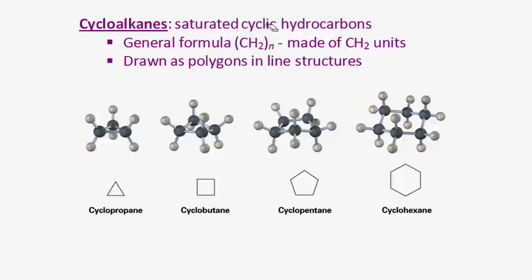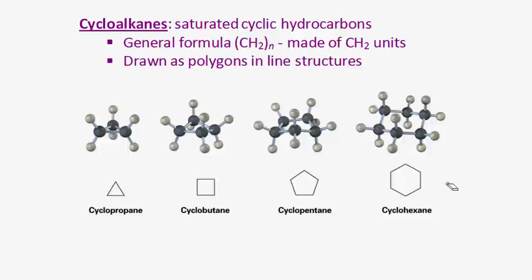So the names of cycloalkanes start very simply: cyclopropane, cyclobutane, cyclopentane, cyclohexane for 3, 4, 5, and 6 membered rings. When we're drawing the line structures for them, we just draw them as polygons, pretty much. 3, 4, 5, 6 membered rings. Just draw on their simple structures from above. Just draw a 6-membered ring as a hexagon.